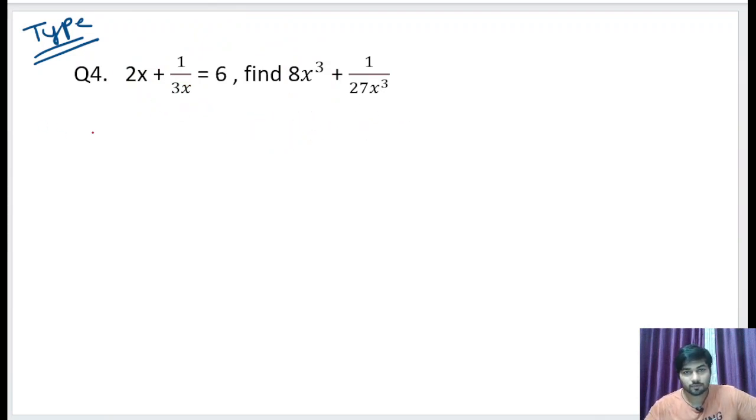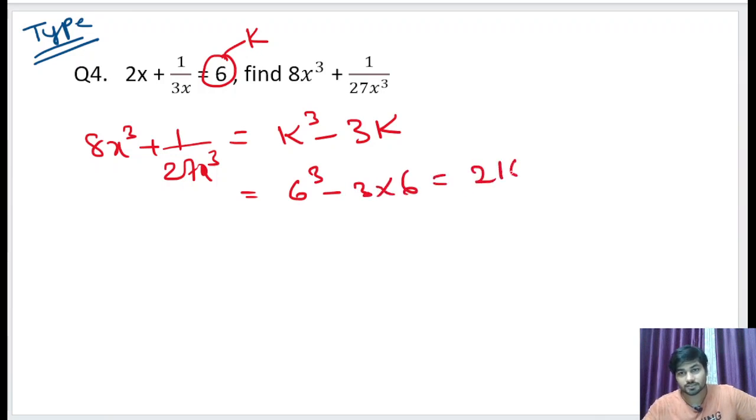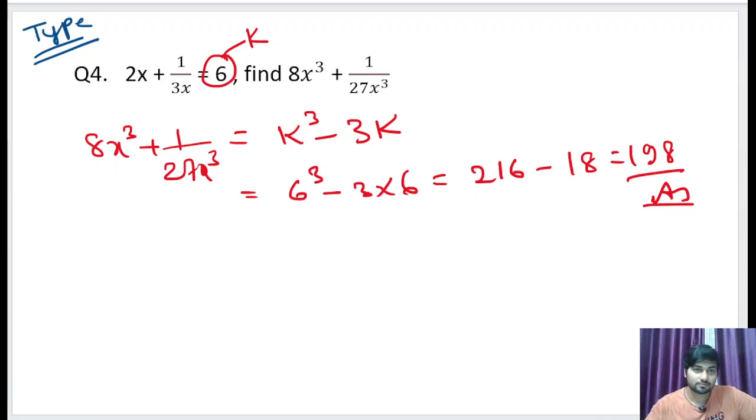What is the formula? The formula is 8x cube plus 1 upon 27x cube equals k cube minus 3k. Anybody having any issue with this? And what is the value of k here? It is 6. So it will be 6 cube minus 3 into 6, which means 6 cube is 216 and 3 times 6 is 18. So it will come as 198. This is my answer. Everybody agreeing with me?